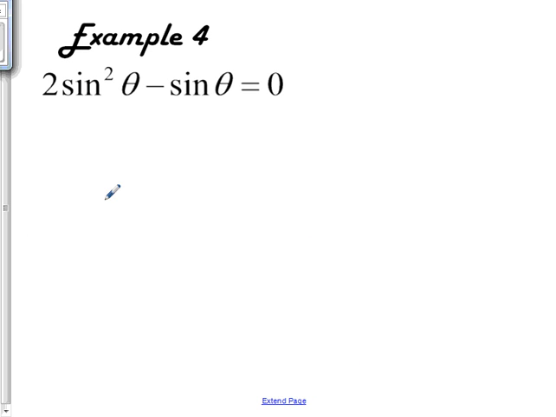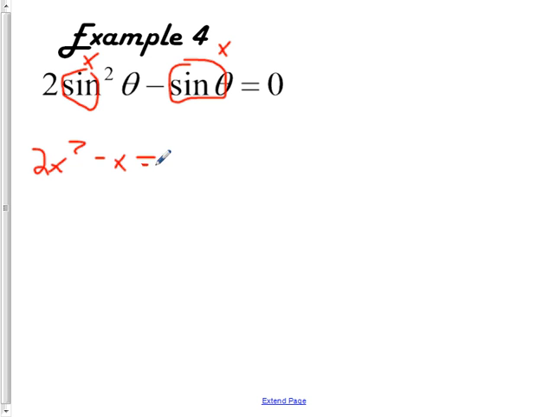Alright, one thing we can do here, when they start to get more complicated, one thing that helps is saying, okay, instead of keeping these as sines, let's put it in terms that you're more familiar with. So let's write them as x's, because sometimes that just makes it a little bit clearer as to what we're dealing with. So once again, we have 2x squared minus x equals 0.